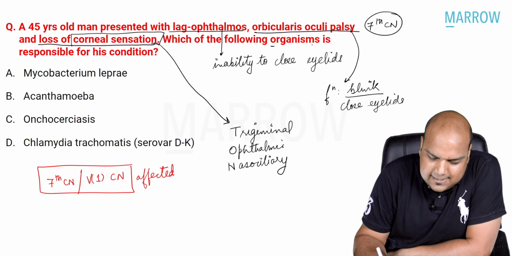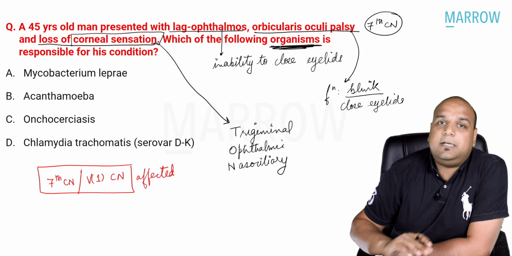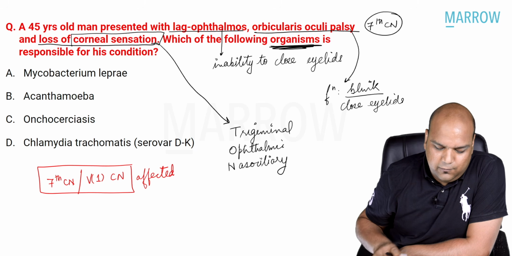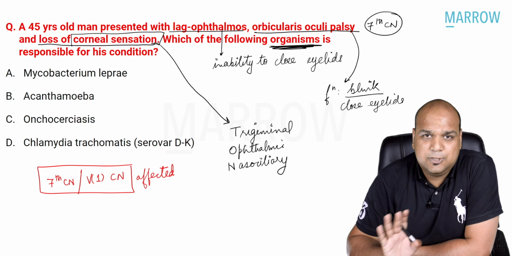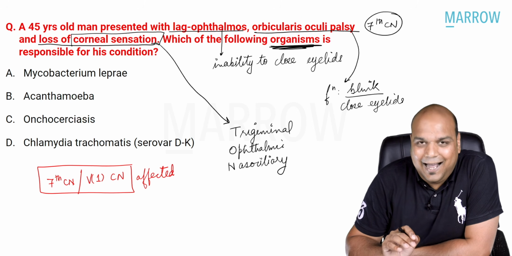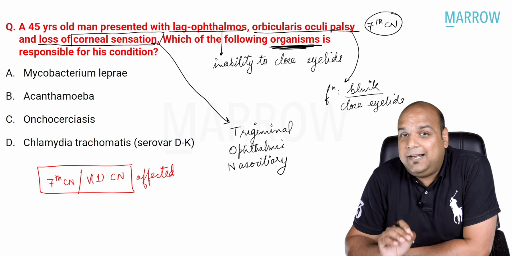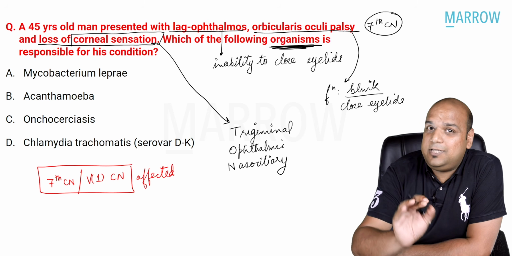Right? So now the question is, after we have been able to evaluate this much about the question, which of the following organisms is responsible for this condition? So basically they are asking you which of the following organisms can lead to 7th and 5th cranial nerve palsy. Yes or no? Now, had I read the basic anatomy of the cornea, have I ever watched the videos? That is a question.